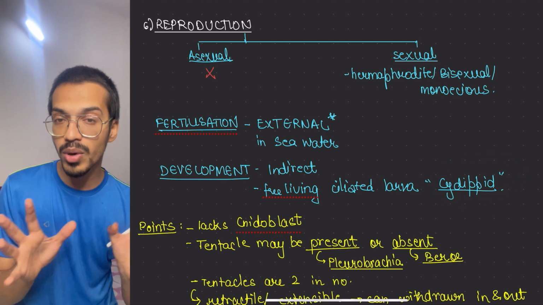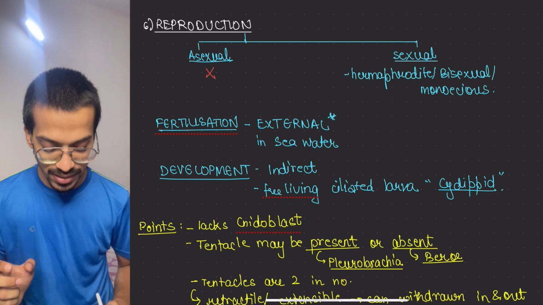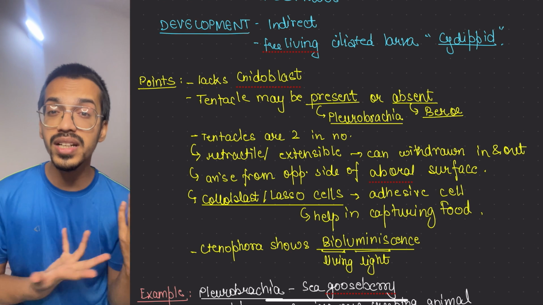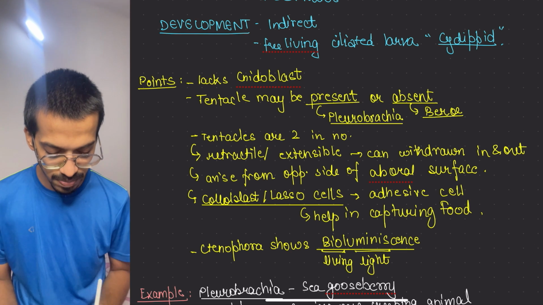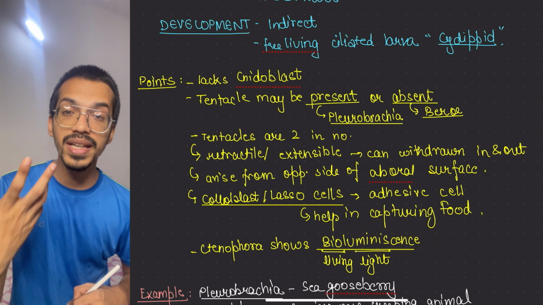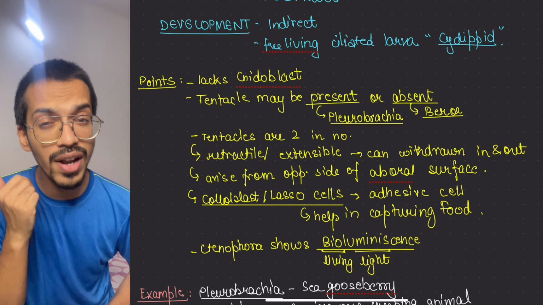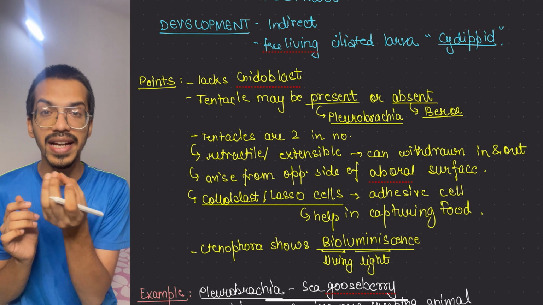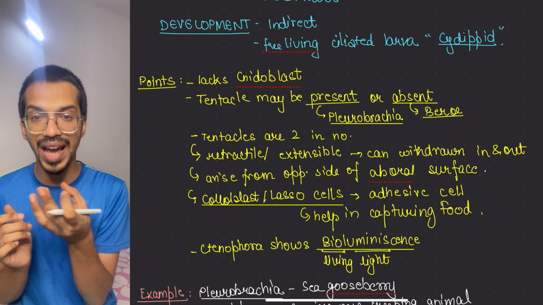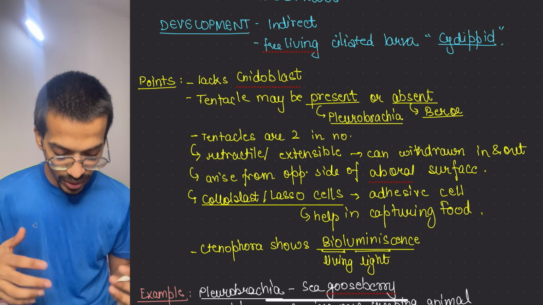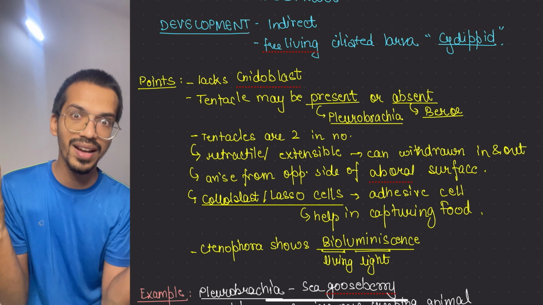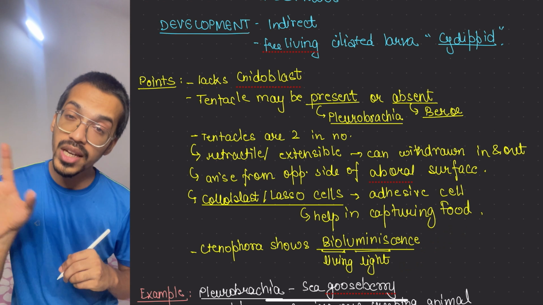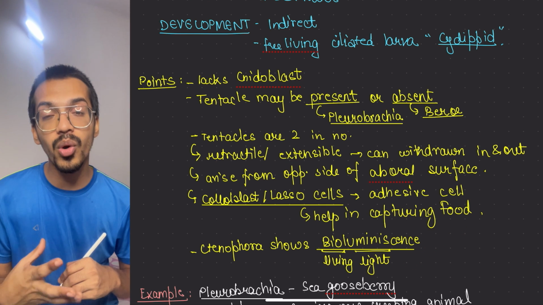Now the points you have to remember: it lacks cnidoblasts, so cnidoblasts are not present. The characteristic feature is bioluminescence, meaning their body emits light. You know about the firefly, an insect flying at night that glows in the dark. That is bioluminescence. So they also glow.